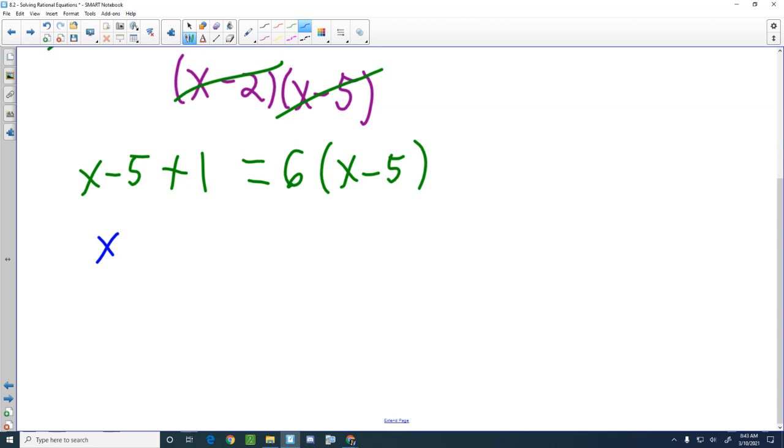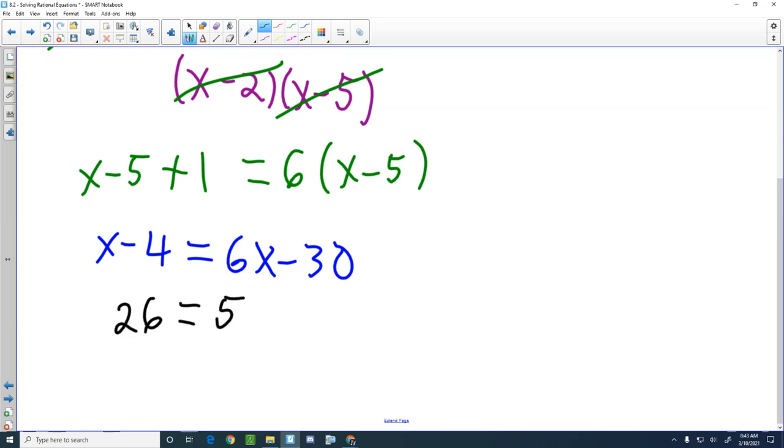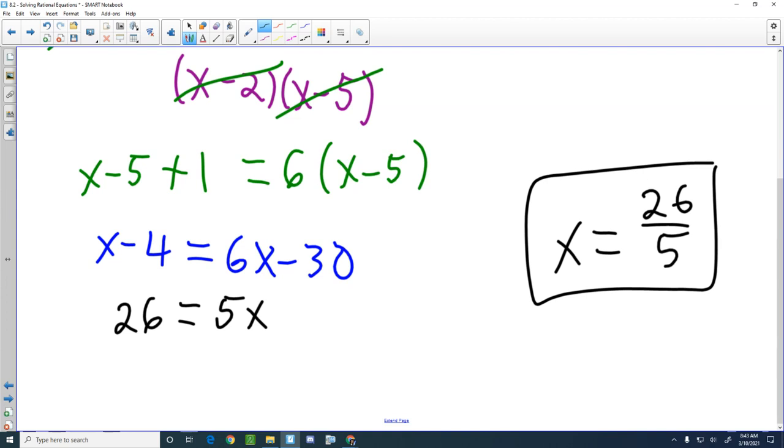So on the left, you have x minus 4 equals 6x minus 30. And I can add 30 to the other side to get 26. I'll subtract x from both sides to get 5x. Divide by 5, and x is 26 over 5. Just leave your answer like a fraction. If it doesn't divide, totally fine. Anyone else get 26 over 5? That's really good. Look at you, you're doing a little bit more on your own each time.